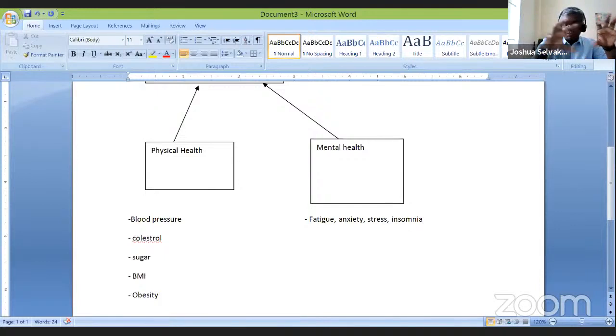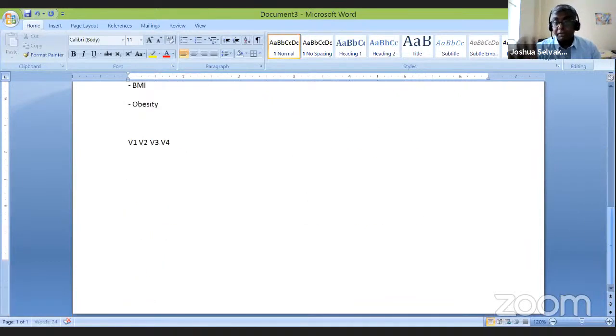Only if I have a proper understanding of mental health and physical health can I understand the larger construct, which is health. Now, let's draw a model here. We are not even going to supply chain yet; we are slowly going into supply chain. I'm just giving you an understanding of constructs so that we can go into supply chain.